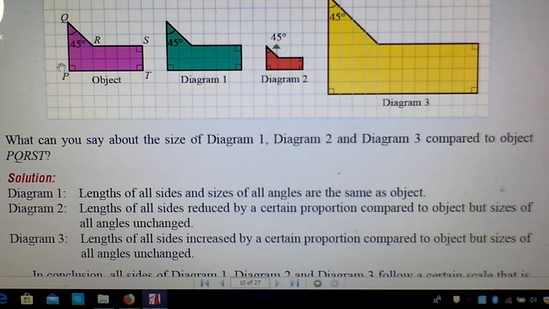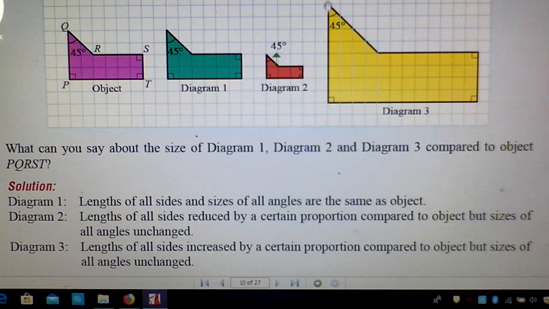Okay, now we look at what happened. The PQ here 4. Here become 8. Means times 2. Double. Okay, PT here 6. Here is 12. Meaning also times 2. ST 2. Here is 4. Also times 2. RS here 4. Here become 8. So also times 2. And then this one for the QR here is 2 times 2 the triangle. Here is 4 times 4 triangle.